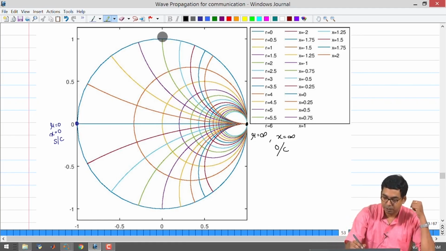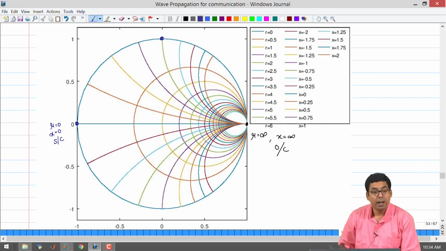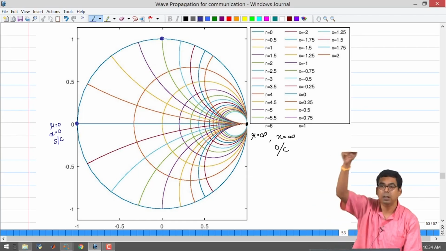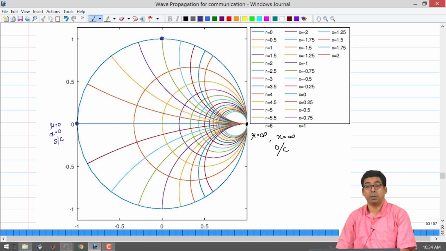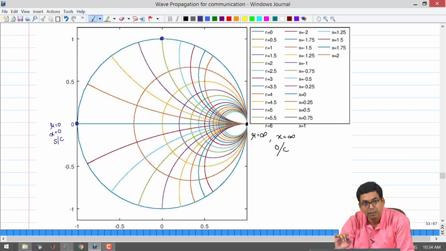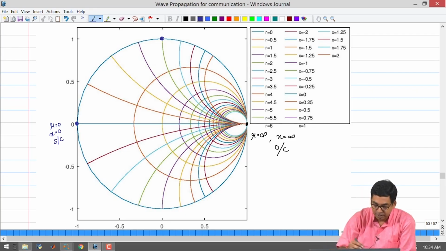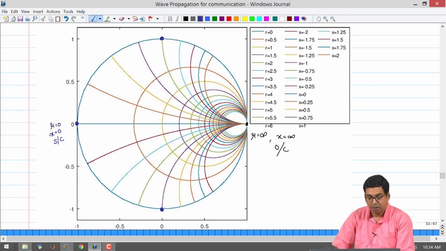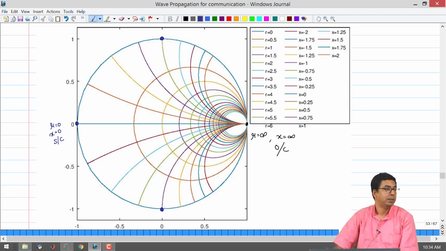There is a point going upward, this point, where your x is positive, but the resistance is 0. It is a circle which corresponds to R equal to 0 and x positive. So, that corresponds to pure reactance, it is an inductance. And at the bottom you have a pure capacitive load.